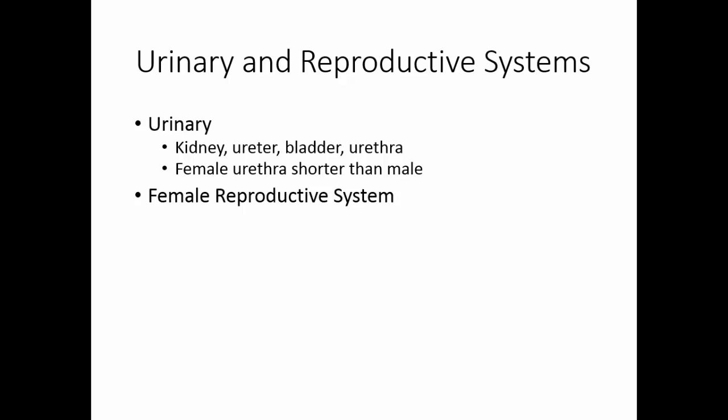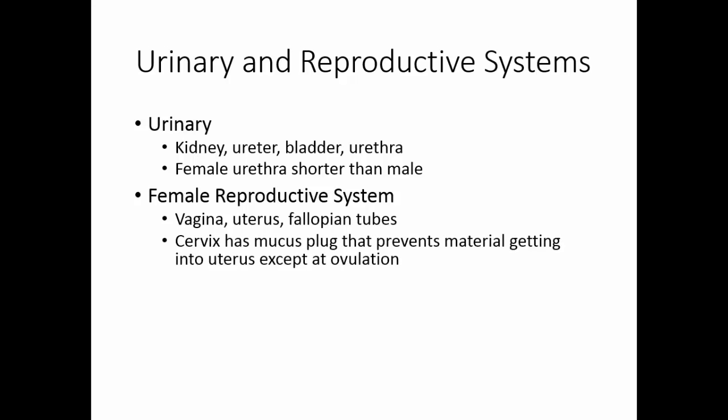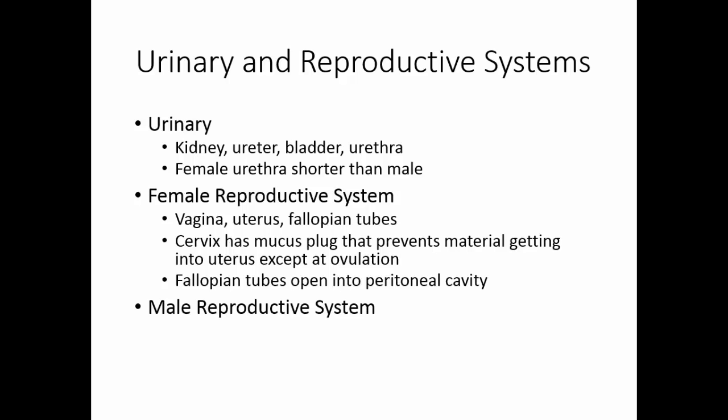The female reproductive system is composed of the vagina, the uterus, and the fallopian tubes. The cervix, which is the opening to the uterus, has a mucus plug that prevents material from getting into the uterus except during ovulation. The fallopian tubes open directly into the peritoneal cavity. The ovaries, the other organ of the female reproductive system, are in the peritoneal cavity but not directly attached to the fallopian tubes. The male reproductive system has the testes, the vas deferens, the ejaculatory duct, and the urethra.